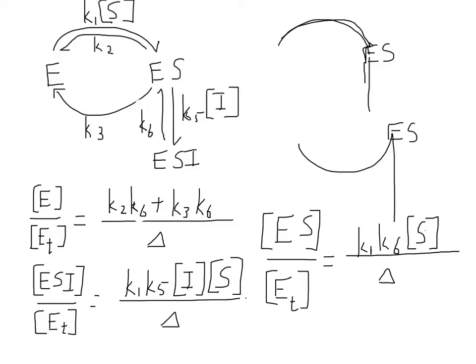Now once again, we cannot use the bottom pattern because to do so, we would be going against a unidirectional arrow. So we only have the one term in the numerator for the ES over ET distribution equation, and that is K1, K6S over delta. And so delta is going to be the sum of the numerator terms, and we'll continue on a new screen.